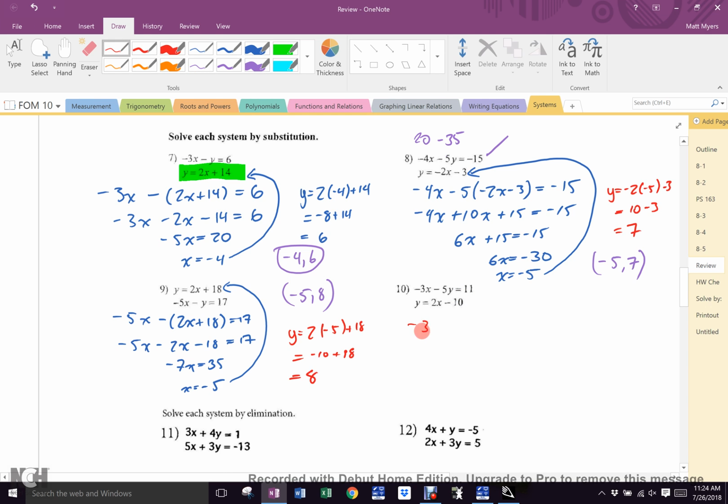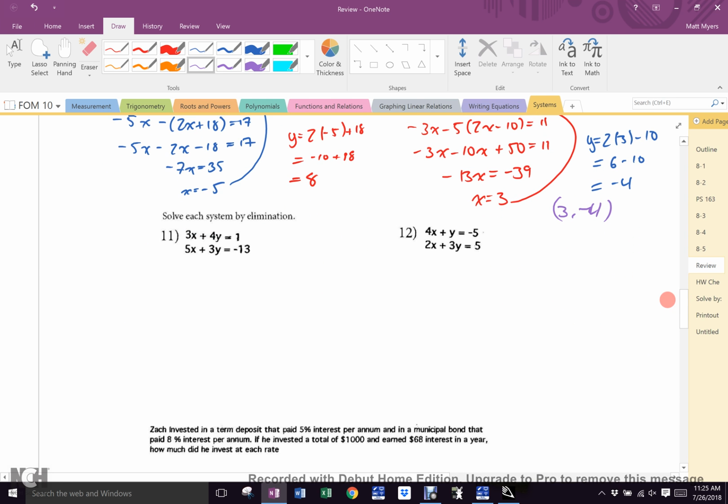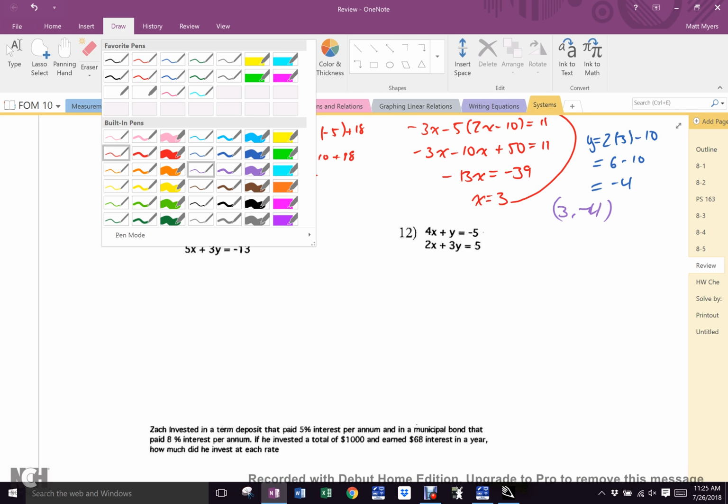Come to this one. Negative 3x minus 5 times 2x minus 10 equals 11. Negative 3x minus 10x plus 50 equals 11. Negative 13x equals negative 39. X equals 3. Y equals 2 times 3 minus 10. 6 minus 10. Negative 4. 3, negative 4. Any questions? Excellent. 2 elimination ones. I made the elimination ones a little bit more difficult.